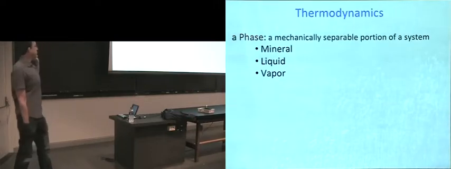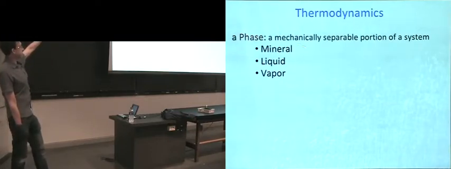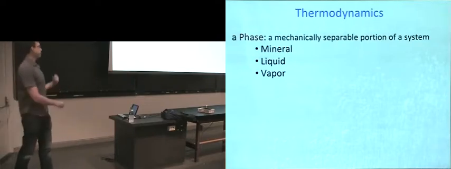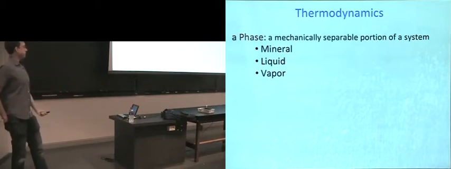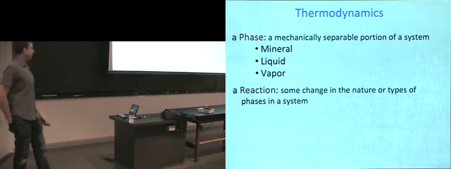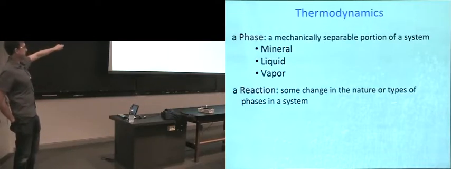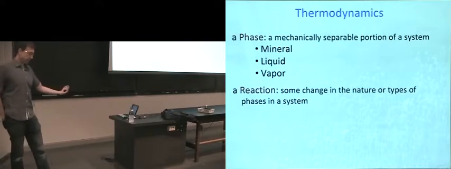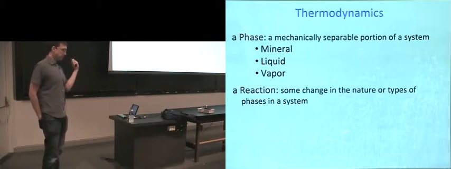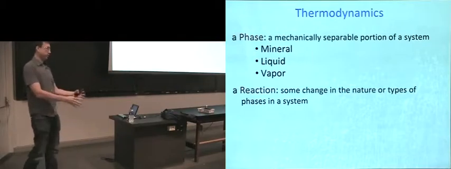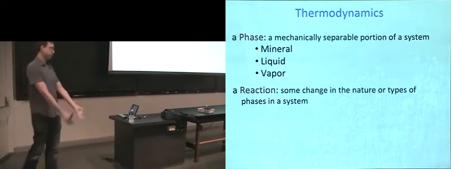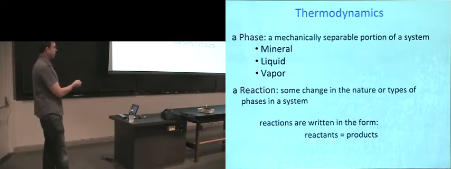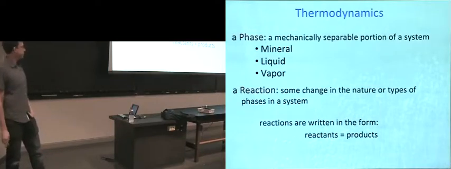And a phase is anything that's a mechanically separable portion of a system. We can separate solid from liquid. We can separate ice from water. We can separate vapor from liquid. We can separate vapor from a solid. And a reaction is just some change in the nature or type of phases in a system. So going from solid to liquid is a reaction. Going from having two chemicals that haven't yet reacted, bringing hydrogen and oxygen together to make water, is a reaction. And they're always written in the form, and you'll see them, reactants are equal to products.